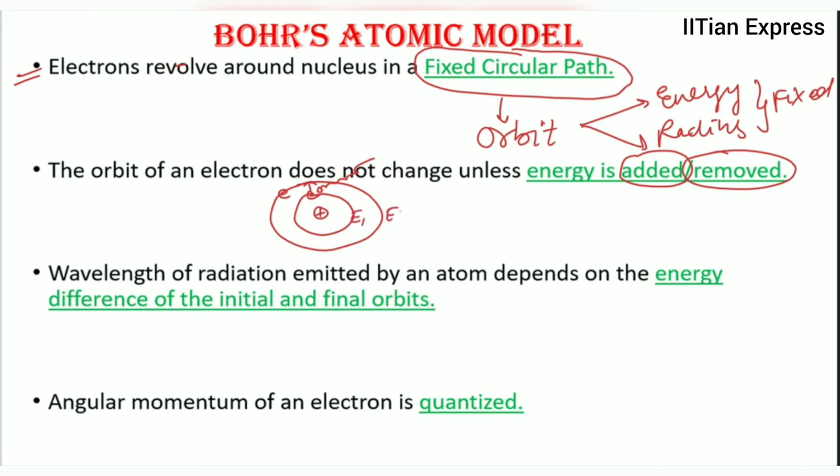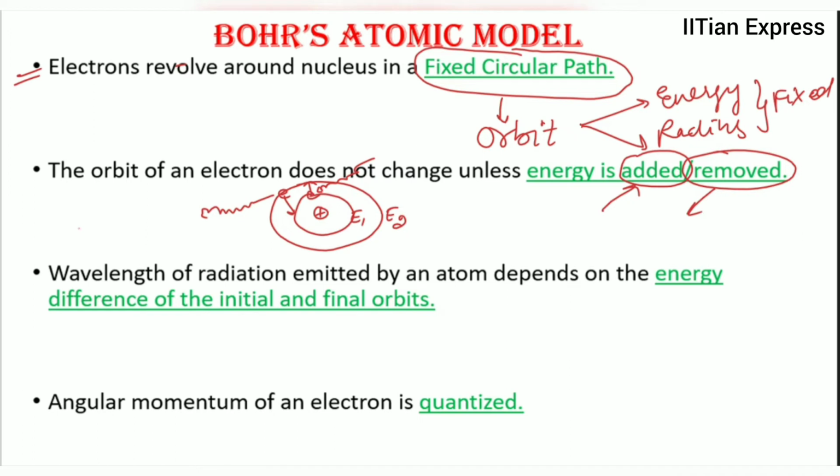This is E1 and this is E2. We have the energy level, or you can say the orbit, and when the electron loses energy it jumps to the lower energy orbit. So if we add energy, the electron will jump to the higher energy level. If we remove energy, the electron will jump to the lower energy level.